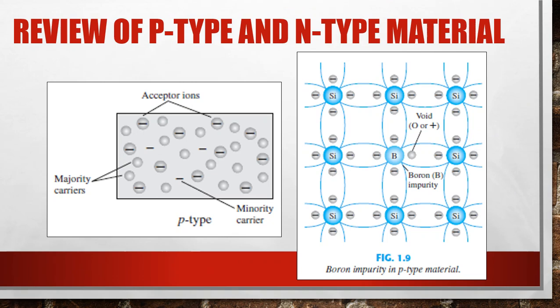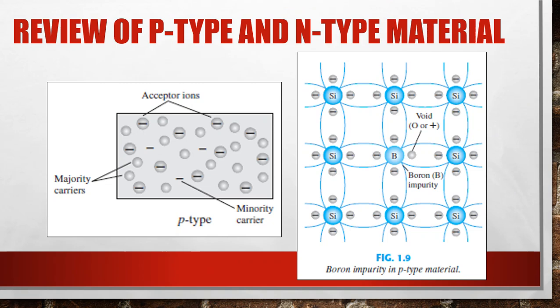Boron is a trivalent atom. It produces holes, and adding more trivalent atoms produces more holes. Because boron, being trivalent, is an acceptor atom, it produces acceptor ions, and acceptor ions are negative ions. Why? Because they accept electrons, meaning mas marami yung electrons nila.